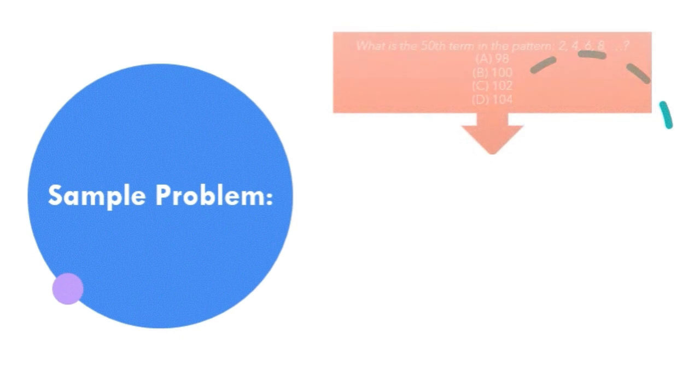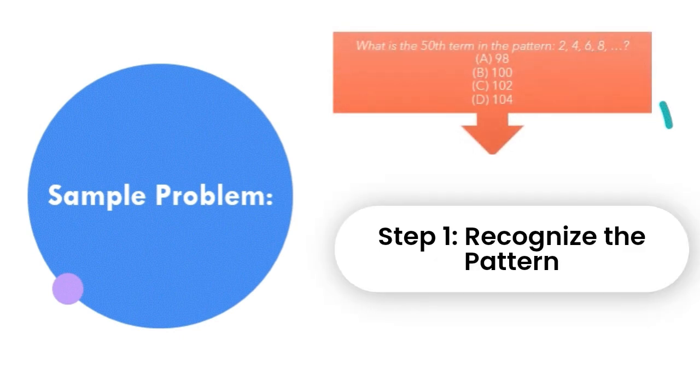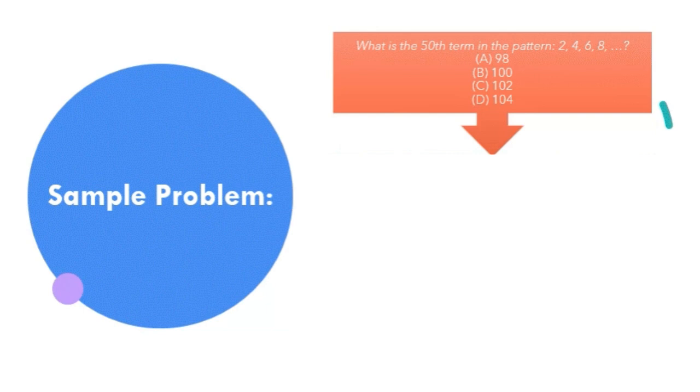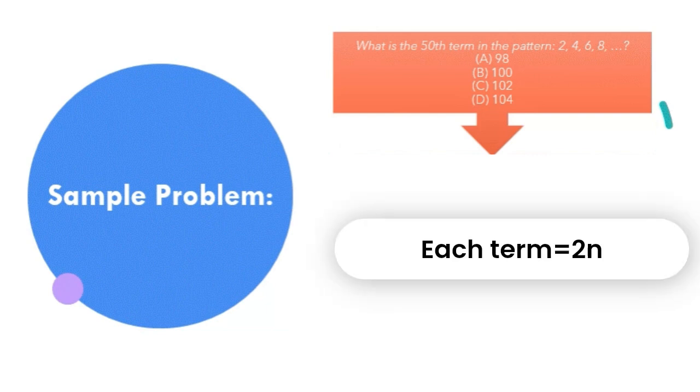Example problem. What is the 50th term in the pattern? 2, 4, 6, 8. Step 1. Recognize the pattern. Look at how the numbers are changing. 2, 4, 6, 8. Each term increases by 2. This tells us that the sequence follows a simple pattern. Each term equals 2n, where n is the term number.